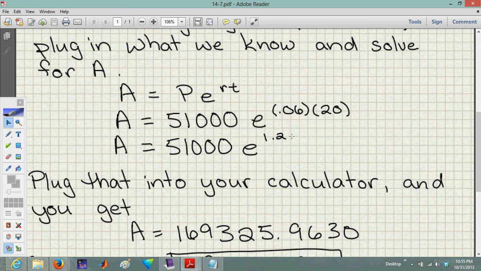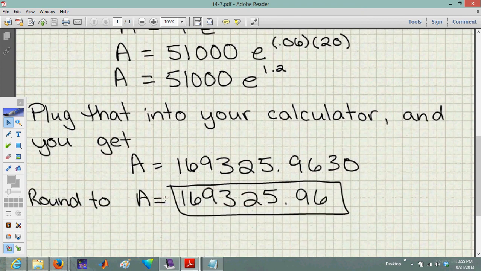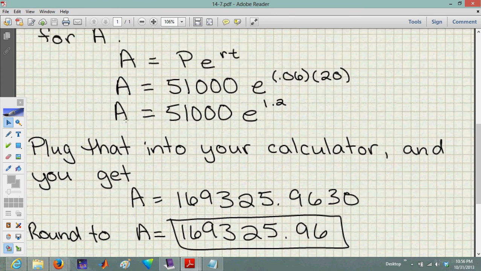And guess what? That's it. That is it. You plug this into your calculator, and you're going to get an answer. So you plug in 51,000, press the times button, press E, and E to the 1.2 power, and you're going to get A equals this mess here, and when you round it like you're supposed to, you're going to get $169,325.96.